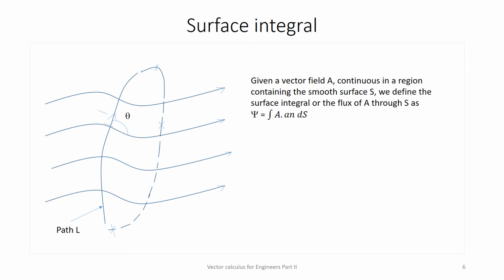So the surface integral is defined as an integral of A dot an ds. So what is an? An is the normal to the surface, and what is ds? Ds is the small component, because S is a plane. In that plane, a small infinitesimal component. So we are considering an infinitesimal component in the case of line integral, surface integral, and again in volume integral also. So it is a small surface we are considering, and an is a normal to that surface, that is ds.